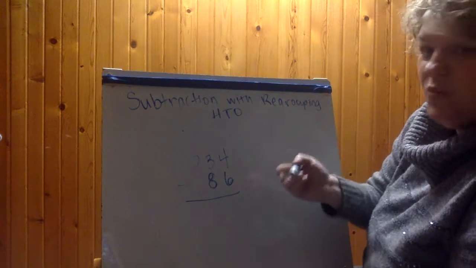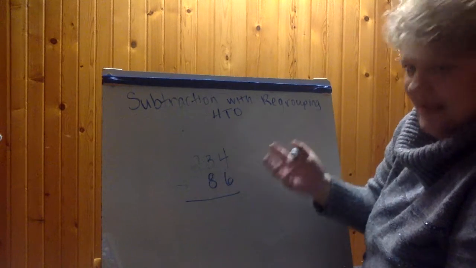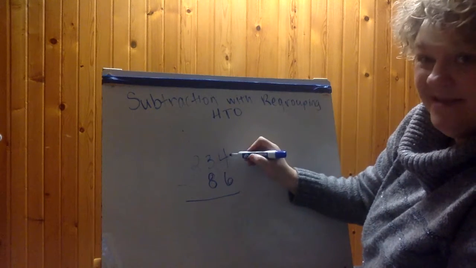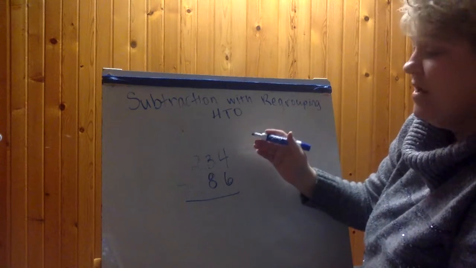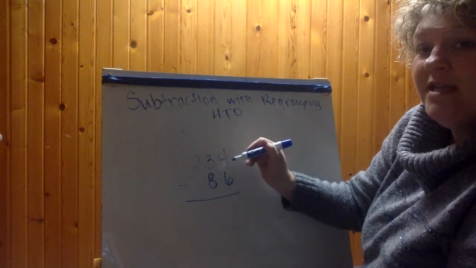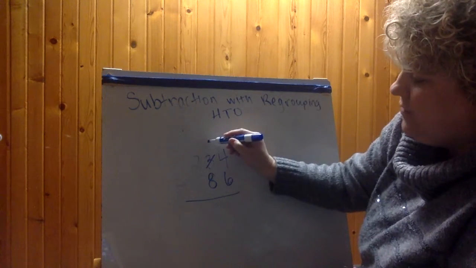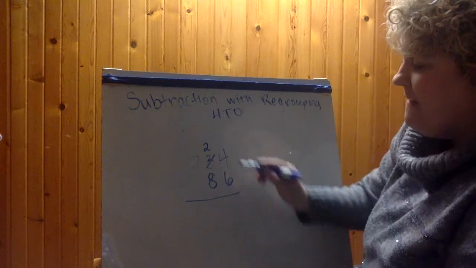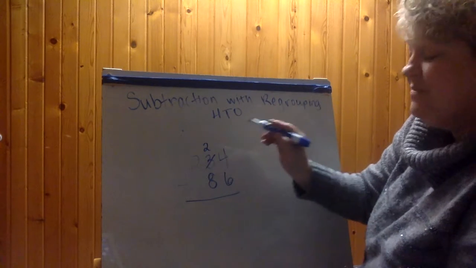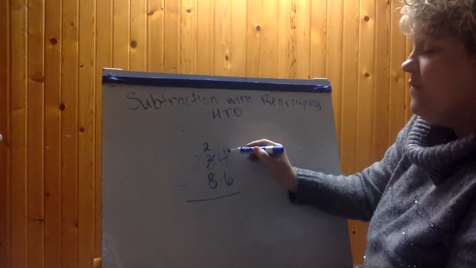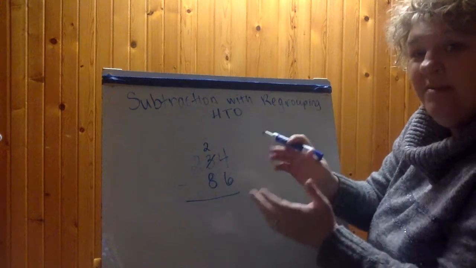So 4 minus 6, we know that that's not possible. That's not possible, Mrs. Gross. You're right, it's not. So we're going to make it possible. And we do that by going over into the tens place. We're going to take one group of 10 away, and we're going to leave 2 there. That group of 10 is going over into the ones place. We're going to break it apart and make it into ones.